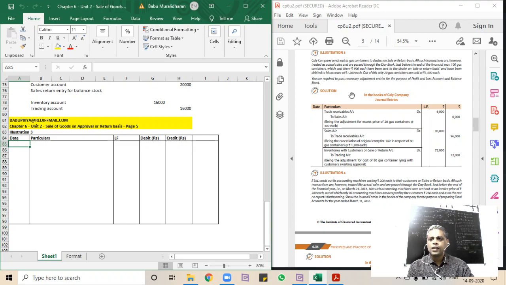Just before the end of the financial year, 100 gas containers, which cost them 900 rupees each, have been sent to the dealer on sale or return basis and have been debited to his account at rupees 1200 each. So the sales price is 1200, cost price is 900. Out of this, only 20 gas cylinder containers are sold at rupees 1500 each. So it means that against a normal selling price of 1200, another 300 rupees has been added to the selling price and then sold by the dealers.